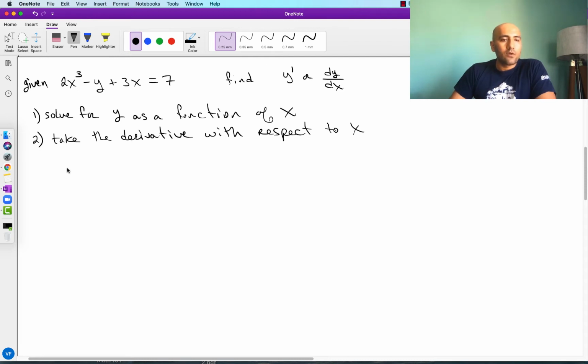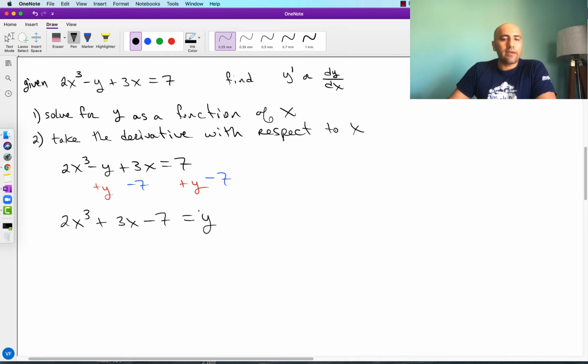We've got 2x cubed minus y plus 3x equals 7. Let's add y to both sides, and then subtract 7 from both sides. So all of that comes down to 2x cubed plus 3x minus 7 equals y. Then I'm just going to flip that over, and I get y equals 2x cubed plus 3x minus 7. So step one is complete.